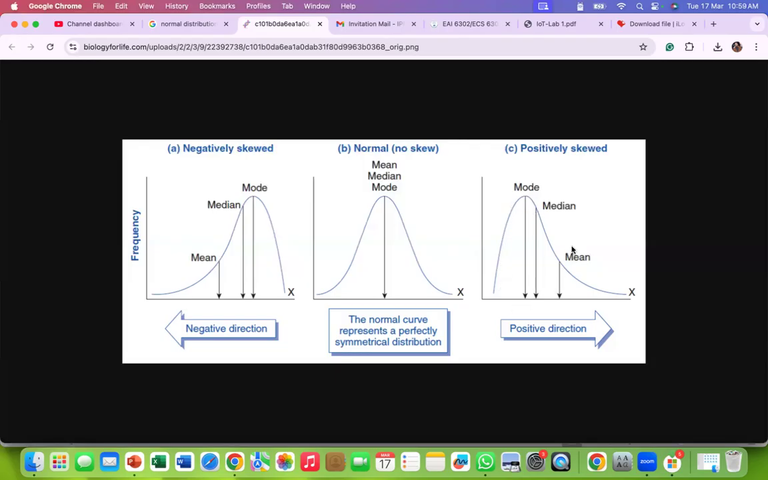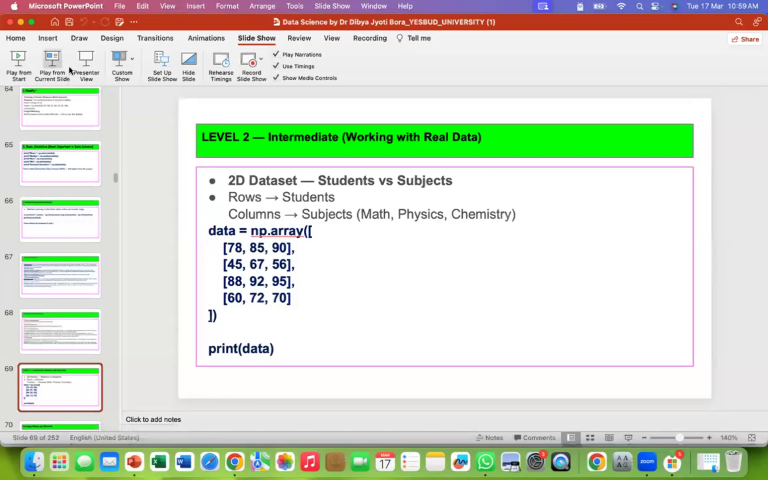Similarly, if the values will be like this, that will be negatively skewed. So this is the negative direction. So mean, median, mode, the values are here. So that is negatively skewed. And if they're normal, then you will find mean, median, mode here only, and both sides equally distributed. This is normal distribution. I hope it is clear.